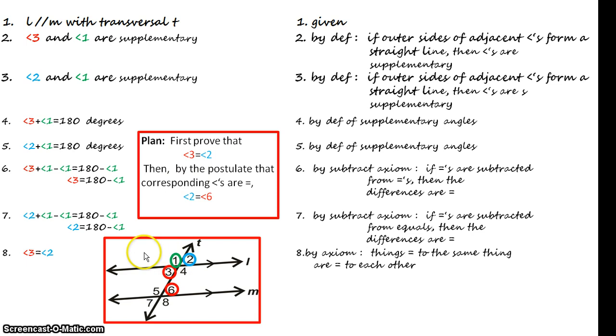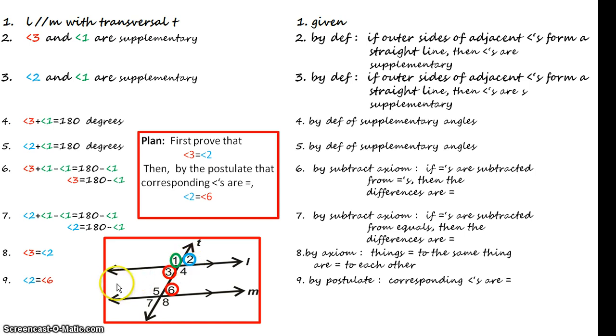So now that we know that angle 3 is congruent to angle 2, we can go to the second part of our plan, which says, then by the postulate that corresponding angles are congruent, angle 2 is congruent to angle 6. So angle 2 is congruent to angle 6 by the postulate that corresponding angles are congruent. And they are both corresponding, if you recall, they're both above and to the right of the transversal.